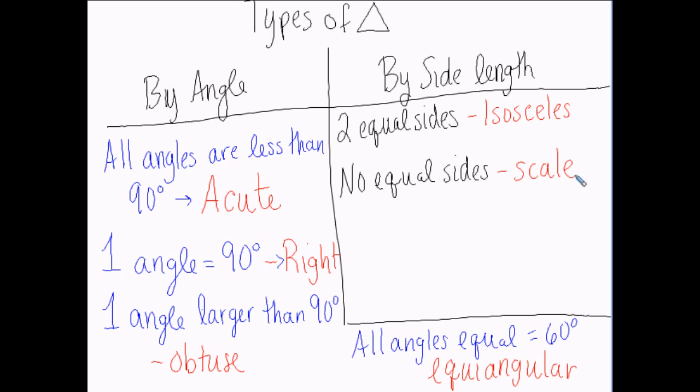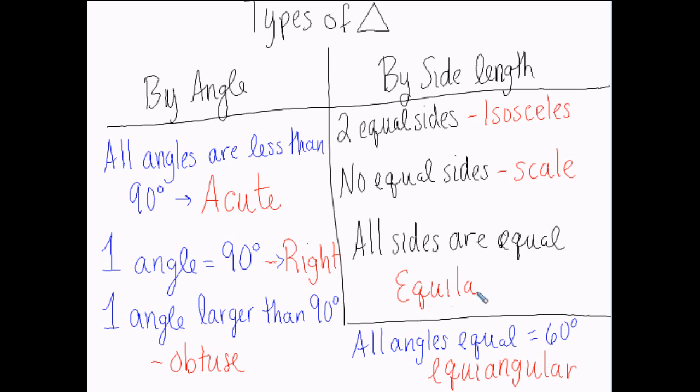So only when the angles equal 60 each? That is equiangular. 60 only. All three of them are 60. Okay. And then the last thing we have is when all the sides are equal. So all three sides equal give you equilateral.